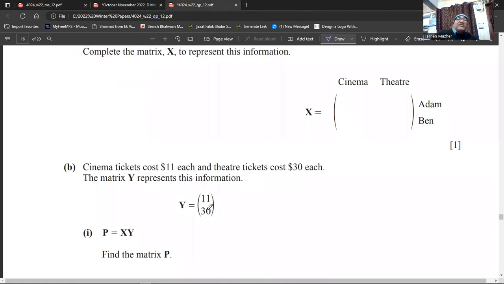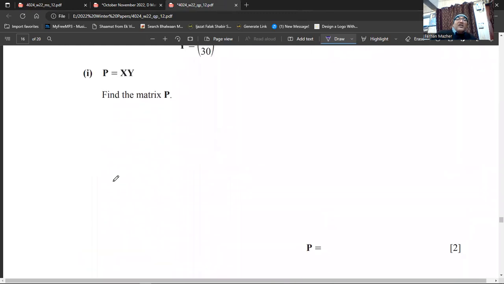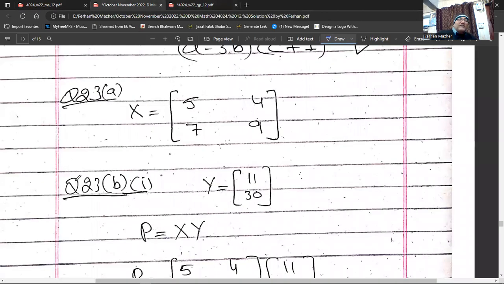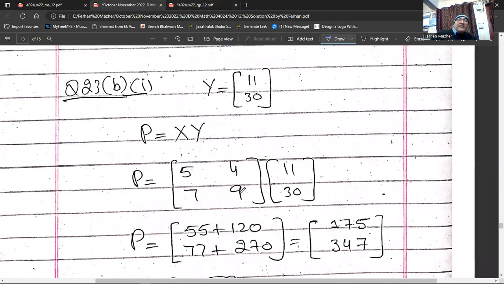So we have this X matrix and this is the Y matrix. You just have to multiply, and it's a 2 marks part. So here we will multiply X and Y: 5, 4, 7, 9. I will take this row and multiply it with this column, so you will have 55 plus 120. Then you will take this row and multiply it with this matrix, so you will have 77 plus 270. So 55 plus 120 will be 175, and 77 plus 270 you will have 347.